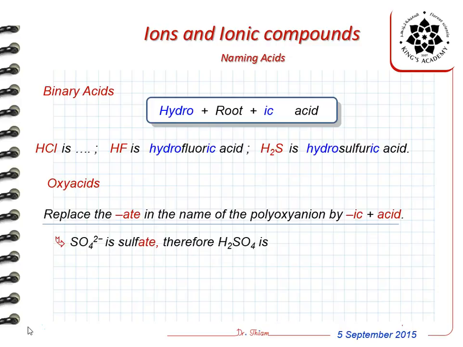Let's take an example to clarify this. The acid is actually H2SO4. Now, it is made of hydrogens, two hydrogens, and the polyoxyanion SO4 2-. So we need only to focus on the name of the SO4 2-. Now notice that in the case of oxyacids, we don't worry about hydro. We don't use hydro in the name of the acid at all. Okay? So we just focus on the name of the polyoxyanion.